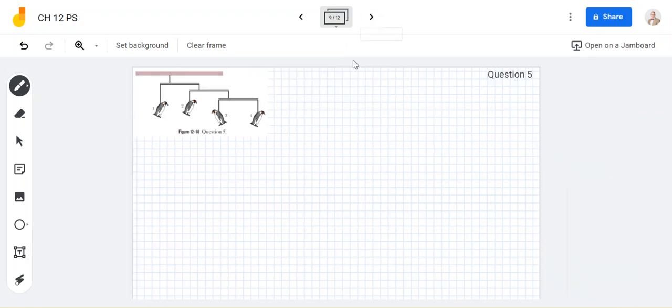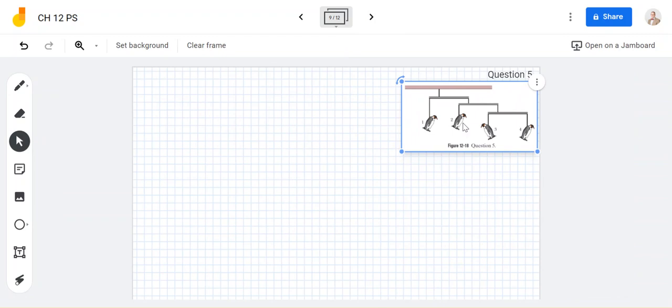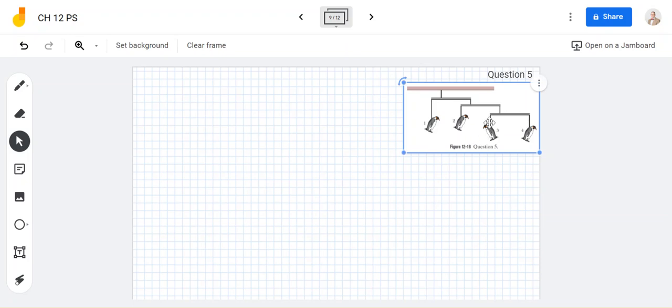All right, I love everything about this problem. So this is question 5. Actually, I don't want to say I like everything about this problem. I don't like the fact that all of the little penguins look the same size because they have different masses. Let's see what the problem says.